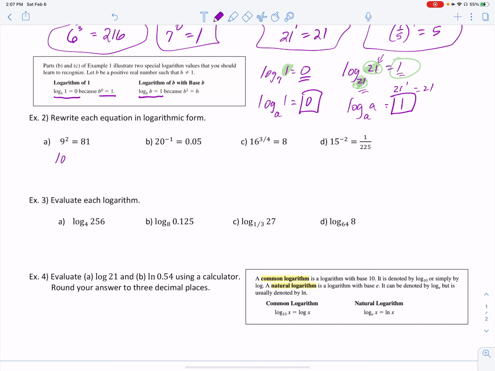So we're going to have log, the base is 9, so that goes down here. You want to kind of think there's this imaginary line, leaving space for the argument, and the exponent is 2. The output of the logarithm is the exponent. And what the base to that exponent equals is the argument of the log. So we aren't going to actually draw in that line, but you need to make sure that you structure it correctly. So log base 9 of 81 is 2 because 9 squared is 81.